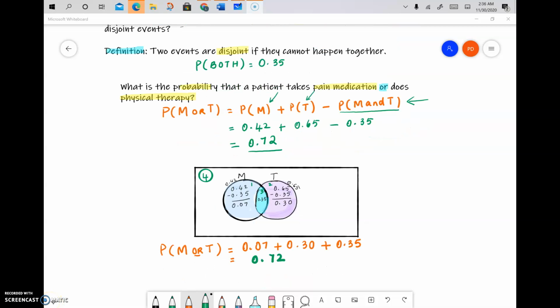Just reminding you once again, there are two methods. The first method is using the addition rule, and the second method is using the Venn diagram. Use one or the other. When you use the addition rule, there is subtraction involved. When you use the Venn diagram, you're just adding the three non-overlapping regions, but we get the same answer with either one of these methods.